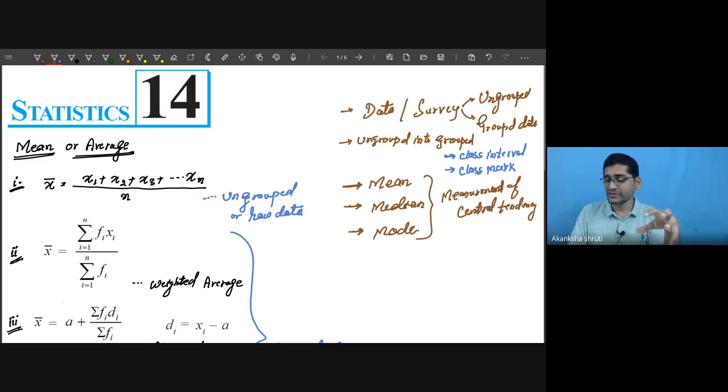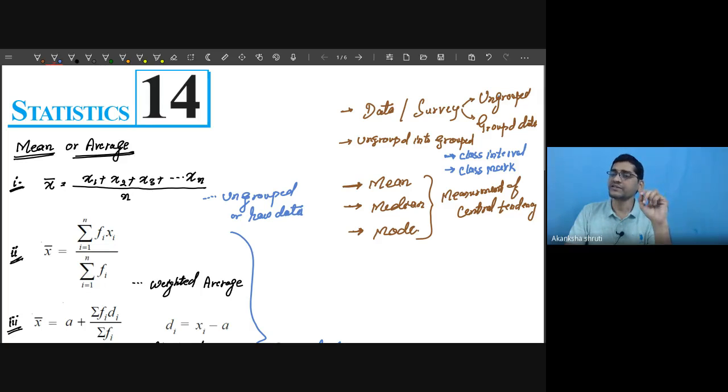And after knowing this grouping of data, we can calculate the center point of all the given data. Means the entire data you have collected during a survey or the entire table. So that is called the measurement of central tendency. Means we want to know where is the center, where is the majority, by which this entire data can be represented by a single point. That is called measurement of central tendency.